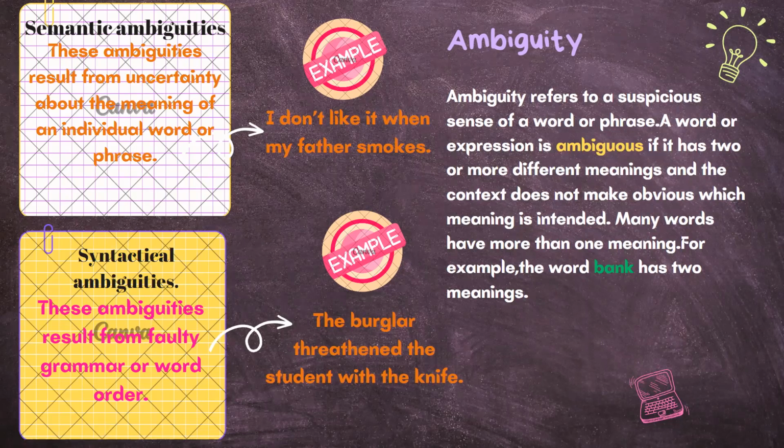is intended. And the other one, syntactical ambiguities. These ambiguities result from faulty grammar or word order. And there is an example. The burglar threatened the student with the knife. And this sentence either means that a knife-wielding burglar threatened a student, or the student a burglar threatened was holding a knife. It's unclear.